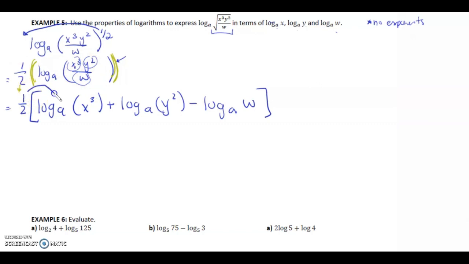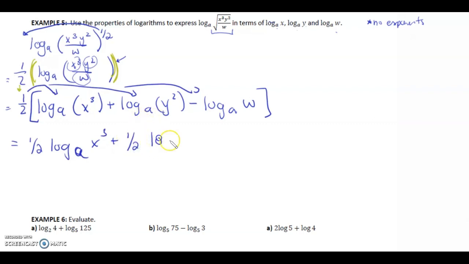Okay, and then what we want to do is distribute this 1/2 into the bracket. So we get 1/2 log base A of x cubed plus 1/2 log base A of y squared minus 1/2 log base AW. So all we did is take that 1/2 and distribute it into the bracket.